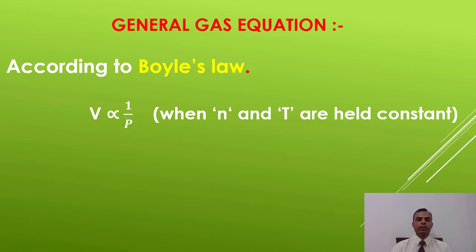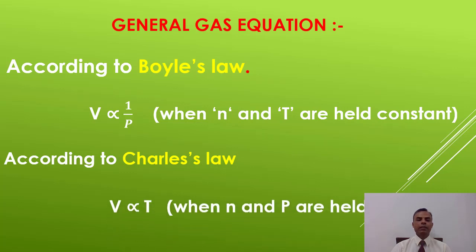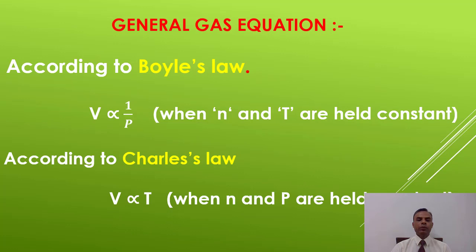Secondly, Charles law. According to Charles law, the volume of a given mass of a gas is directly proportional to absolute temperature when pressure and number of moles are taken as constant. Mathematically, it can be written as volume is directly proportional to absolute temperature when number of moles and pressure are held constant.